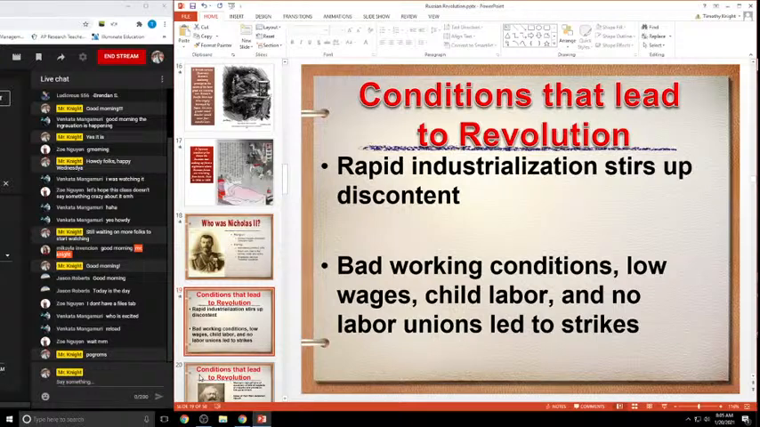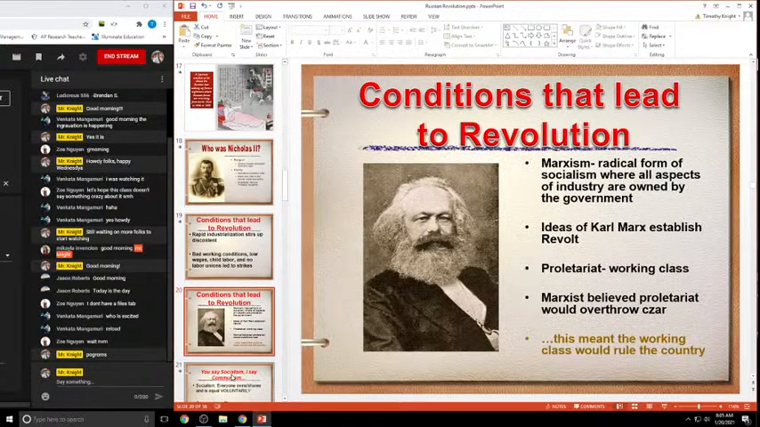But once again, these strikes, they don't turn out well. Sometimes the Russian military has to subdue these strikes and other things like that. And ultimately, this creates conditions that lead to a point where it's going to be worse in terms of revolution.